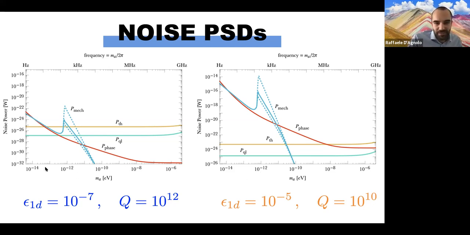I apologize, these plots were made for the axion, so you should not look at the bottom axis, but you should look at the top axis where you see frequency. And well, if you look at both plots, you're going to see that up to roughly a megahertz, thermal noise is always the dominant source. So we did all this work, but in the end, we could have even avoided it.